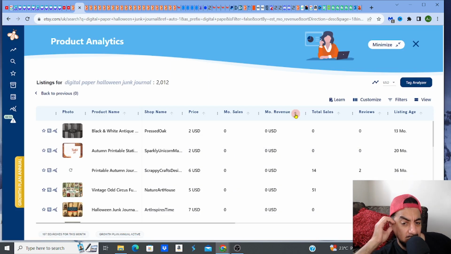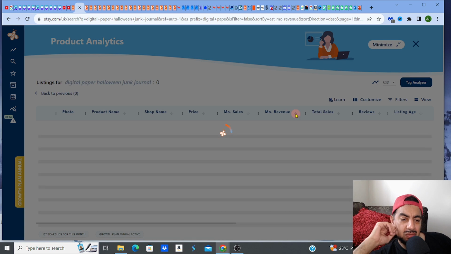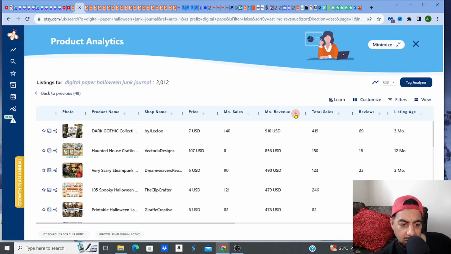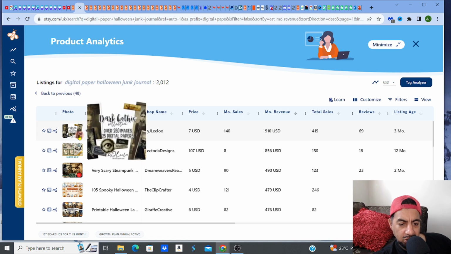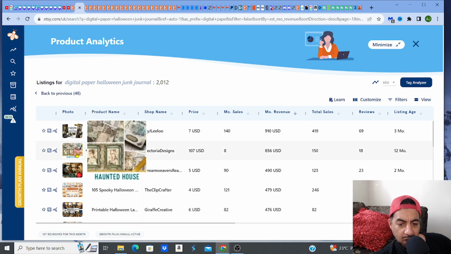Just double check and make sure I got the monthly revenue from the top to the bottom. So look, this is not bad. I mean, this is not too bad. Now we're getting into good territory, right? 910. This is a dark gothic collection. What's this one? Haunted house style.